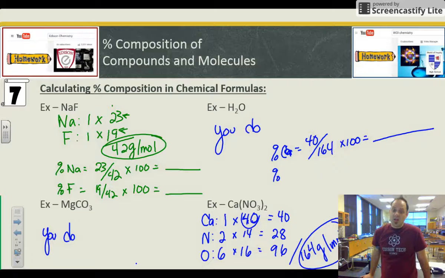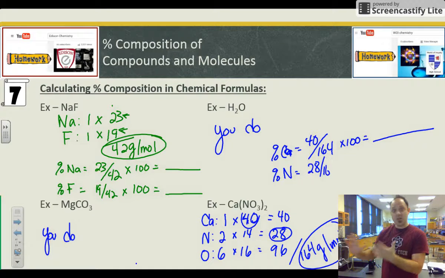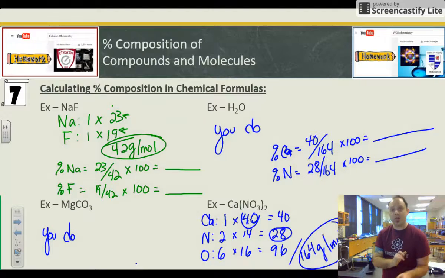So for percent nitrogen, it won't be 40 over 164. It'll be 28 over 164. It won't even be 14 either. Nope, it'll be 28. That's the number you want to use. Learn from our mistakes. Here we are checking each other's work as we go, and we still can make very easy, simple clerical errors. So you gotta work slow. These are actually the most common errors too.